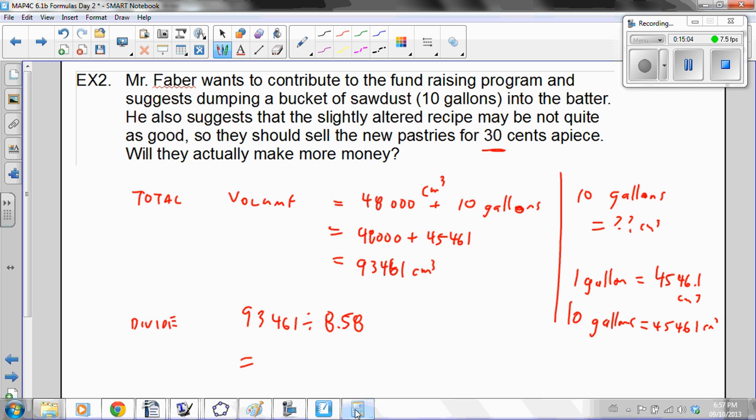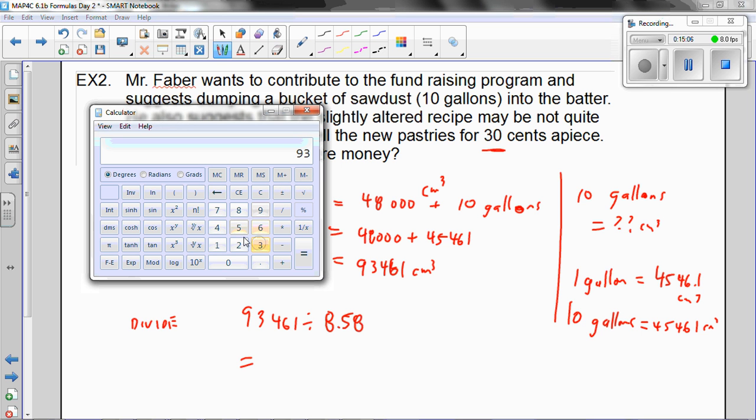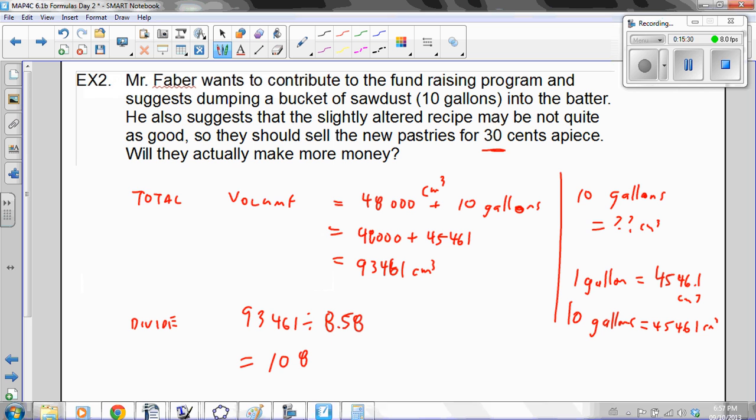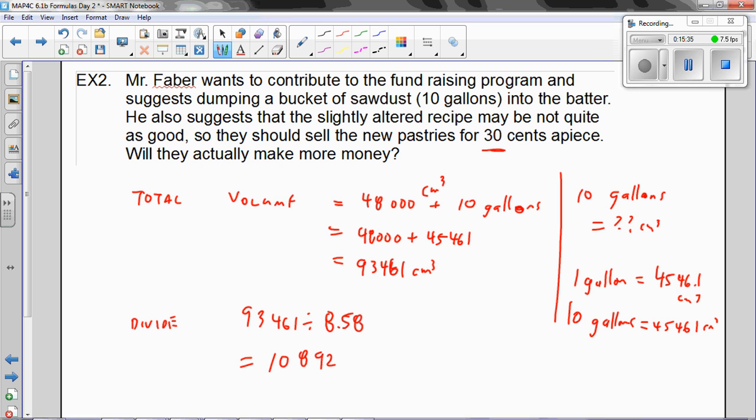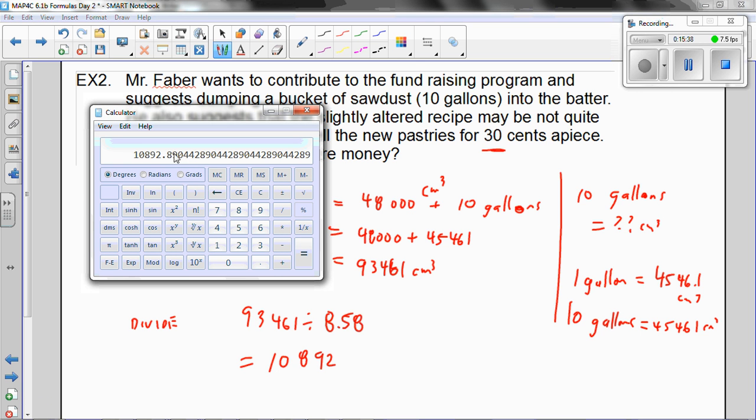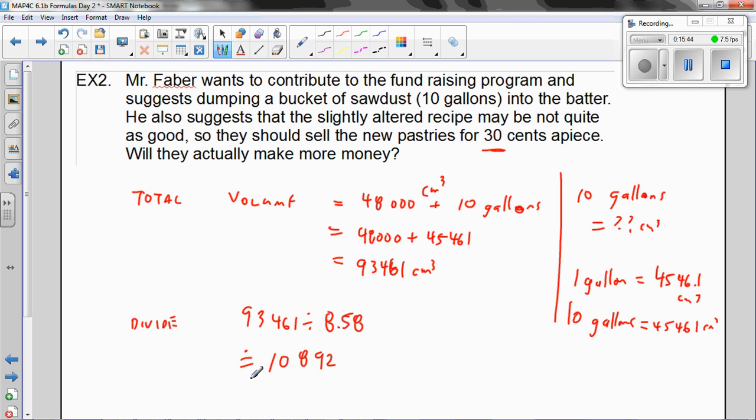And that number is 93,461 divided by 8.58. Now let's clear. 93,461 divided by 8.58. Lots of Christmas balls. 10,000 Christmas balls. 892, I think it said. And again, even though that's point whatever, we're not going to round up because we're just going to throw away the extra. Okay? And so that's how many Christmas balls we can make.